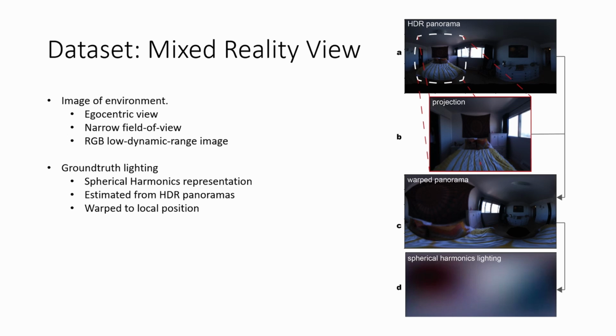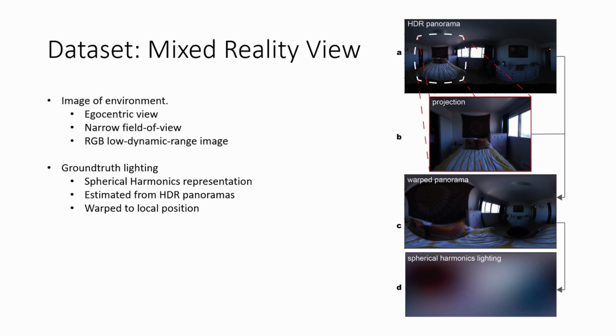It's a narrow field of view that encompasses just some parts of the view, not the entire panorama. So we have this narrow field of view and an RGB low dynamic range image. We use a low dynamic range image here to mimic the image of the capture device on the mixed reality headset. And on the ground truth lighting, we have a spherical harmonics representation of the lighting.